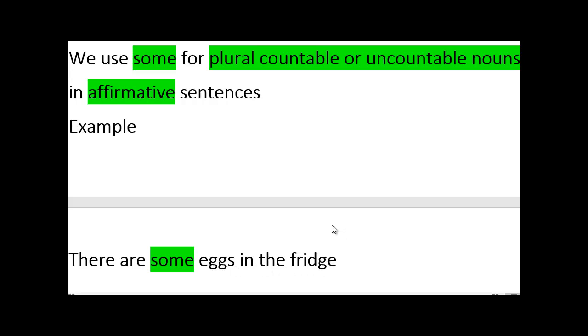Yes, there are some eggs in the fridge. You can make an omelet, okay? Or you can make a cake or something, okay? So it's a positive sentence, and that's why we used some.